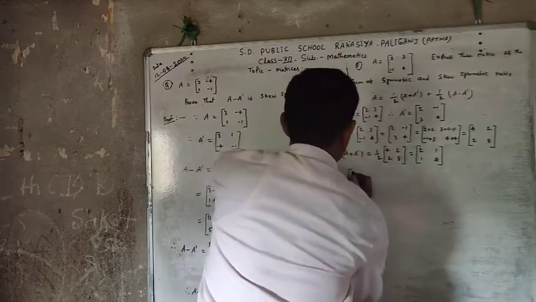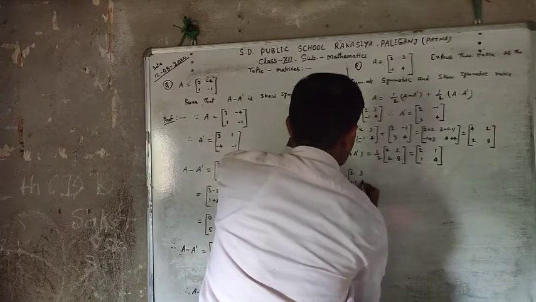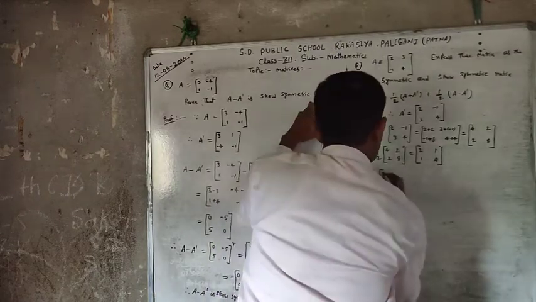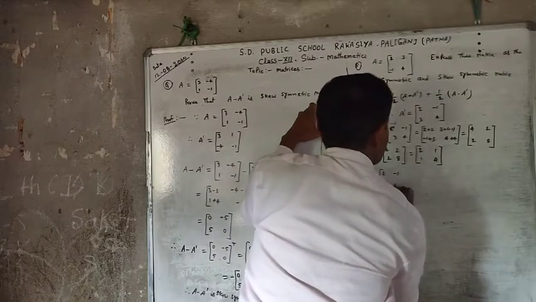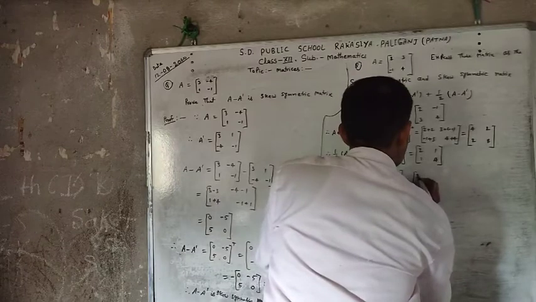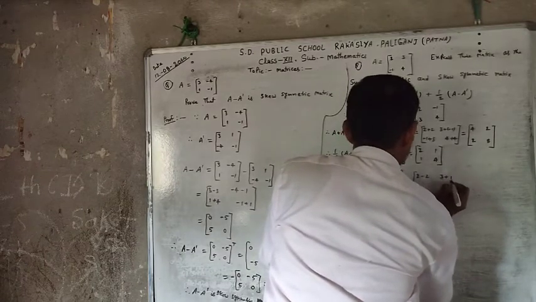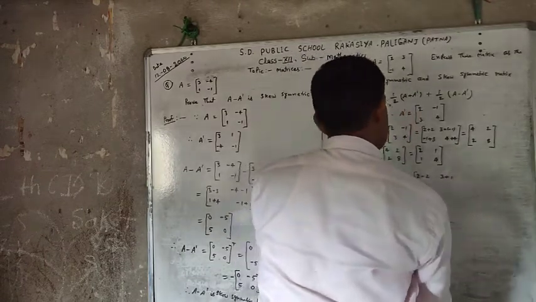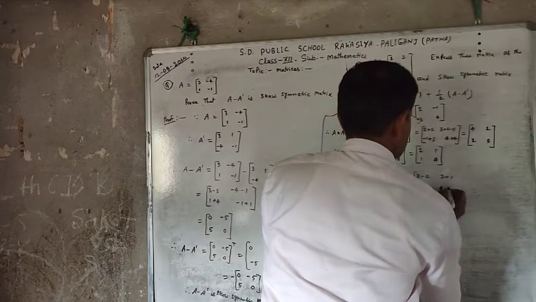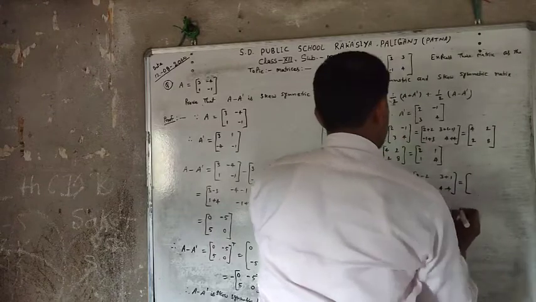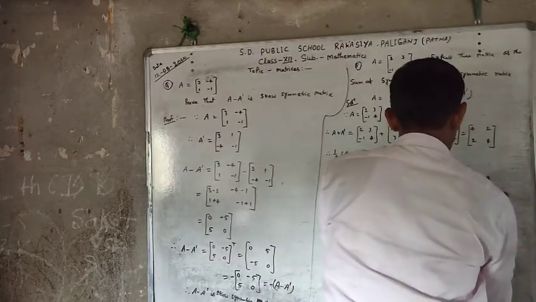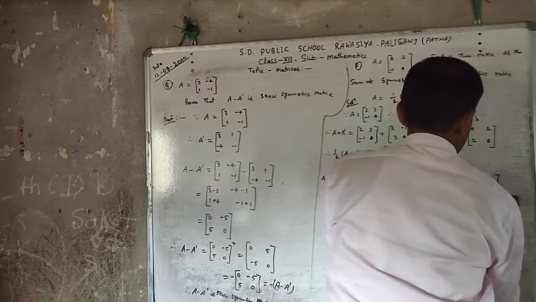The matrix A is [2, 3; -1, 4]. A transpose is [2, -1; 3, 4]. Then its difference is 2 minus 2, 3 minus (-1), and -1 minus 3, and 4 minus 4. And we get [0, 4; -4, 0].